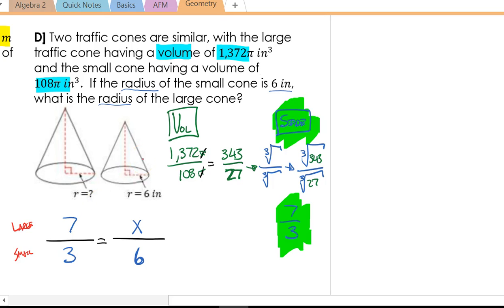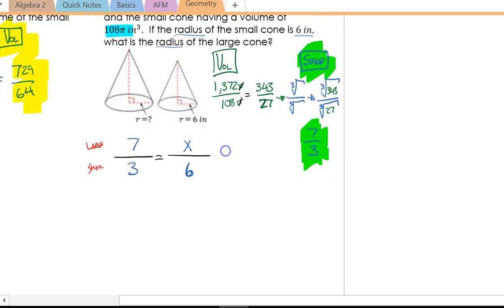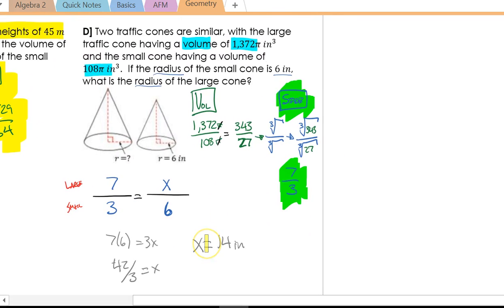So here, this is just a simple cross multiplication, which we're going to do now, yielding 7 times 6 equals 3 times x, or 42. The radius is 14 inches. This is a little different than what we've been doing, where we're actually taking the volume ratio into a side ratio and then using it for something else.